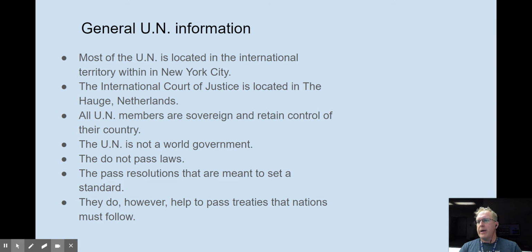Now, they do, however, pass treaties, which are legally binding contracts, I guess would be one way to put it, between countries. And it can involve more than one country. Think of trade agreements, things like that. Or obviously, when you hear the word treaties, a lot of people say peace treaties or think of peace treaties.